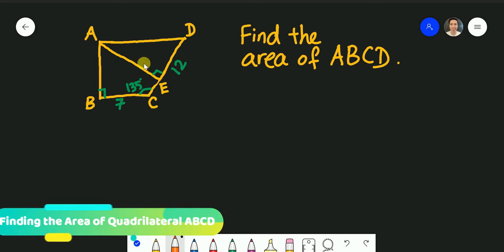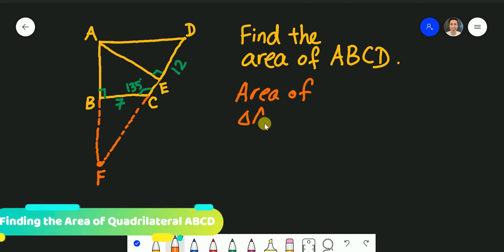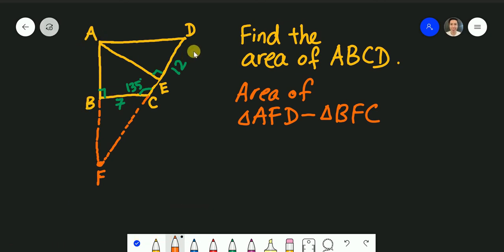So what we can do here is think out of the box. We can extend the line AB and the line CD to meet at point F. In other words, if we want to find the area of ABCD, we can use the bigger triangle AFD, the area of triangle AFD, minus the smaller triangle BFC. Then we'll get the area of ABCD, isn't it?